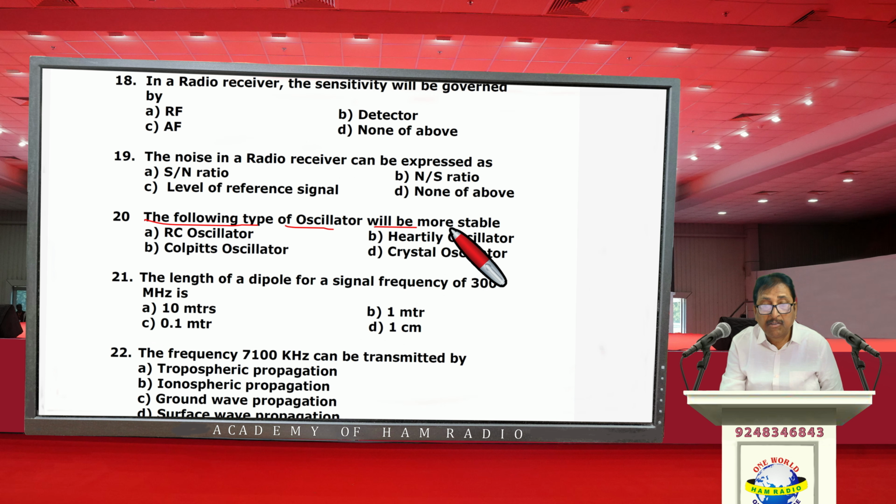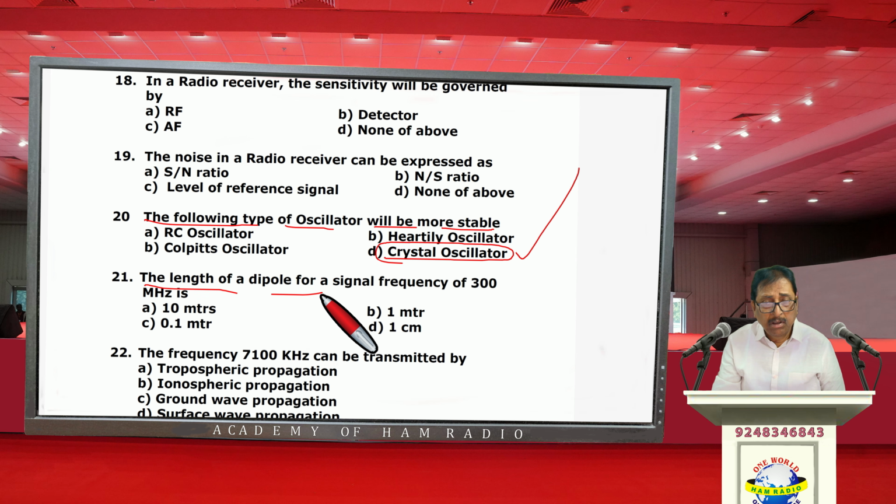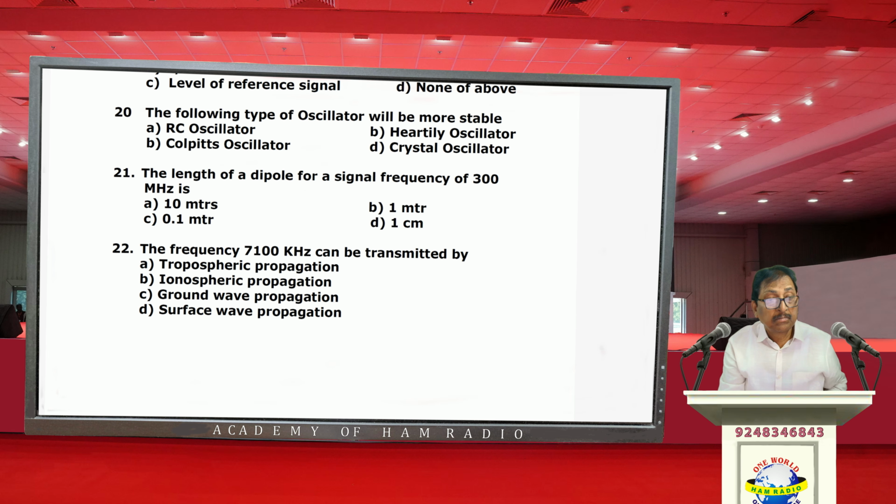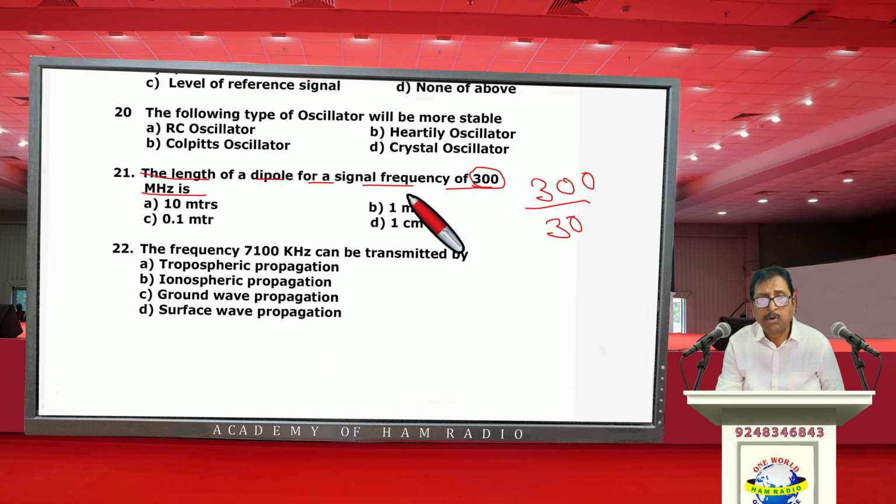The following type of oscillator will be more stable. Crystal oscillator is more stable when compared with all other oscillators. The length of a dipole for a signal frequency of 300 megahertz. To find out the length of the dipole, take a constant 300 divided by frequency in megahertz, 300, so that you will get the dipole antenna length in meters. 300 by 300, that is 1 meter. Answer is 1 meter.